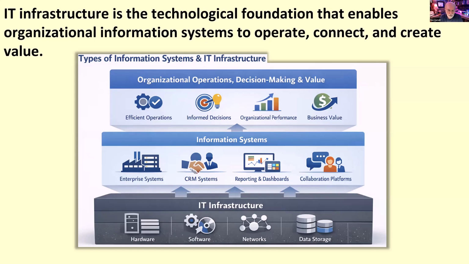And all this matters from a management perspective because infrastructure is not just a technical issue. Infrastructure decisions affect performance, cost, scalability, security, and the organization's ability to support strategy. A strong infrastructure helps systems run effectively and supports organizational goals. A weak infrastructure can limit performance, create risk, and constrain innovation. So as we move through this week, we'll think about infrastructure not as a background technology, but as a strategic foundation for how organizations operate and compete.